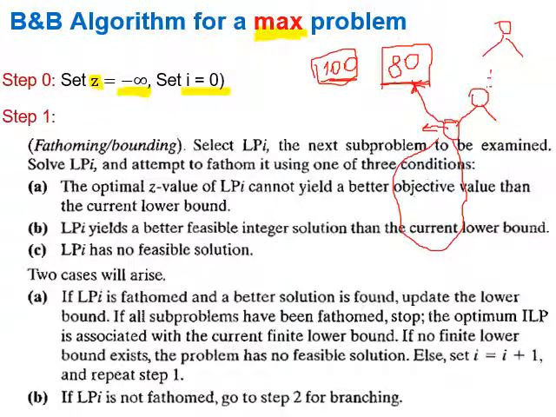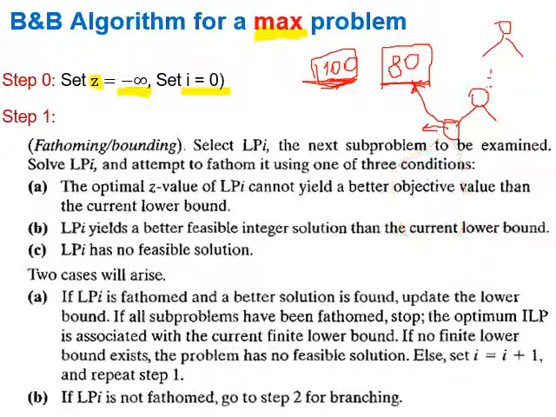But you already have a solution with 100. Then there is no reason to continue here. You already have a better solution for a maximization. 100 is better than 80. So we fathom this node.